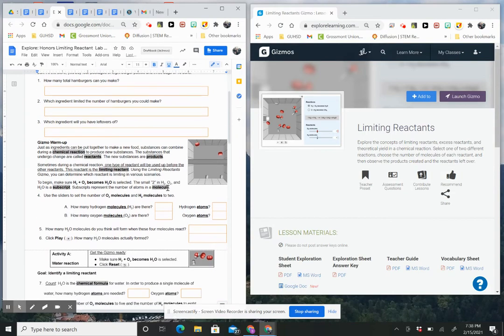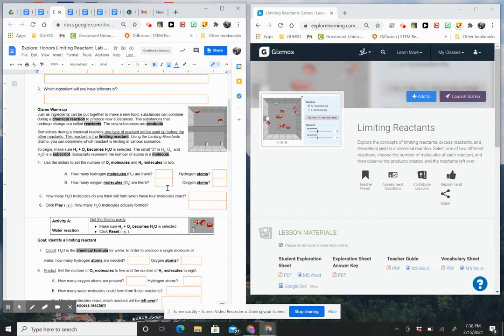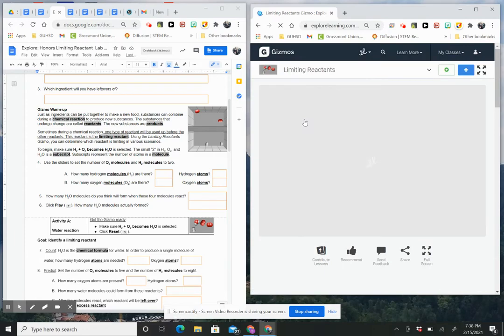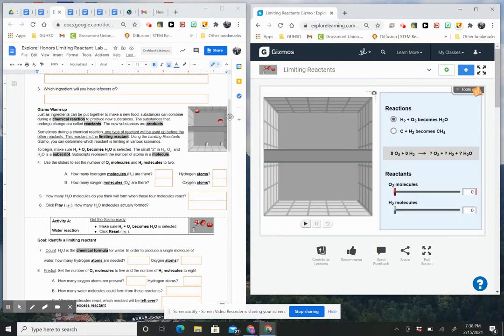The first thing that you're going to do after answering those questions is go to your limiting reactants lab and click on Launch Gizmo. The next thing you want to do is make sure that H2 and O2 becomes H2O is selected. The small 2 in H2, O2, and H2O are subscripts. Those tell you that you have 2 hydrogens in a molecule, 2 oxygens in a molecule, and 2 hydrogens and 1 oxygen in a water molecule.